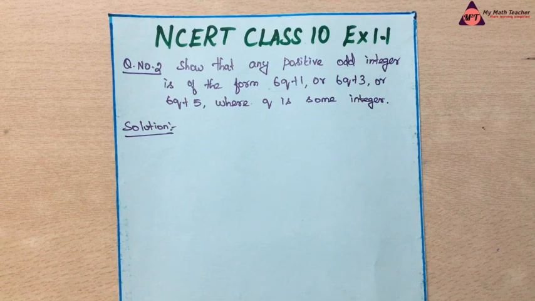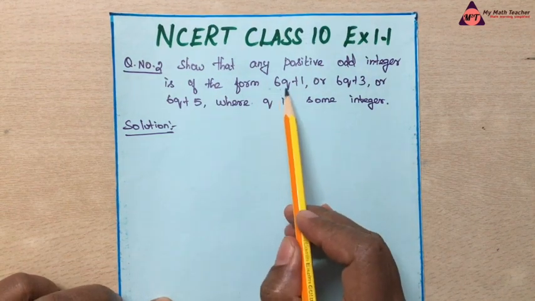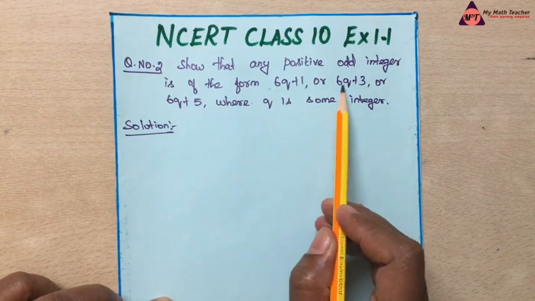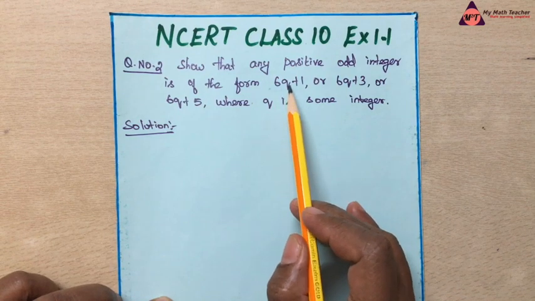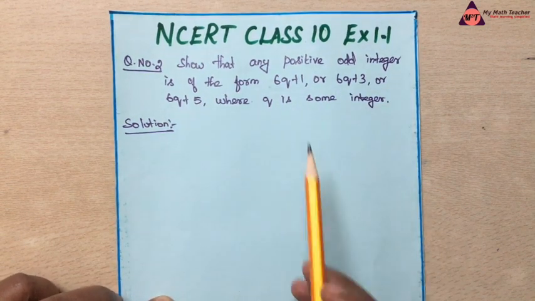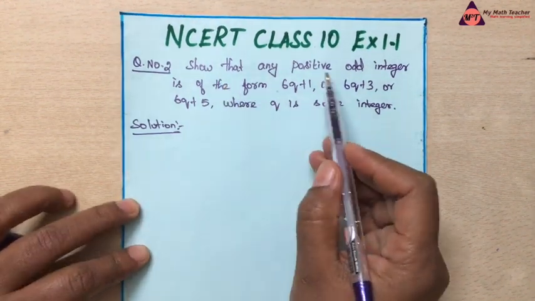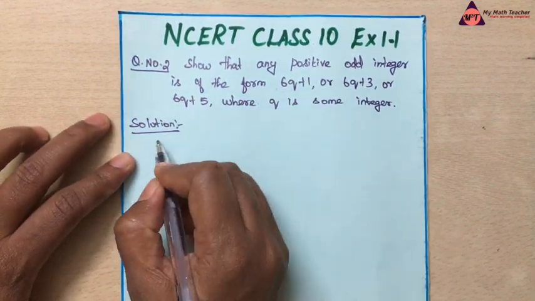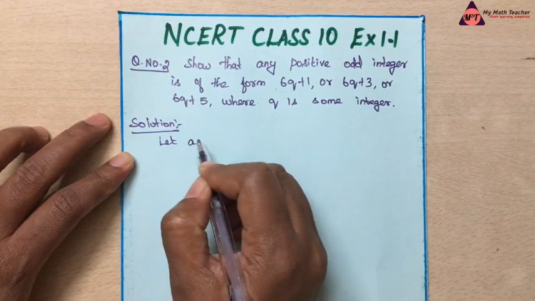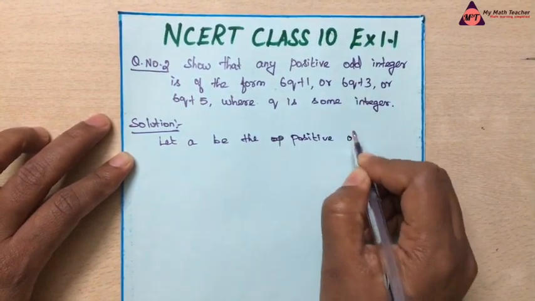Now, this question we are going to solve using Euclid division algorithm. Why? Because you can see this form 6q plus 1, 6q plus 3, it is same as bq plus r. So, we can use Euclid division algorithm to solve this sum. Show that any positive odd integer is of this form. So, first step, let a be the odd integer.